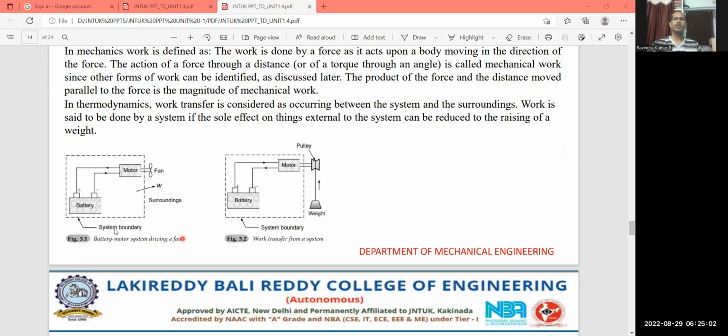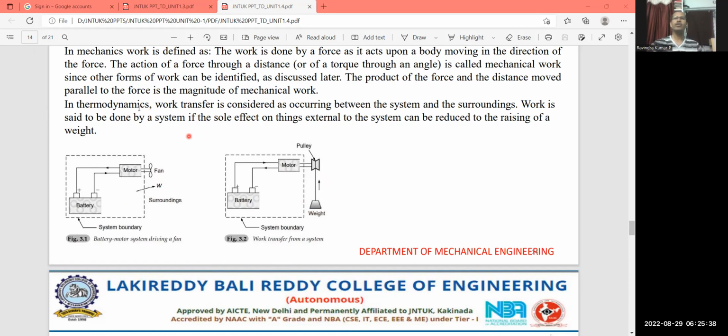Suppose you see the two examples here. In the battery motor system driving a fan, some work is given to run the fan from the system to the surroundings, so the work is transferred from the system. In the same battery motor arrangement, raising or lowering the weight up and down means work is being done onto the system. So this is work done by the system and work done onto the system.